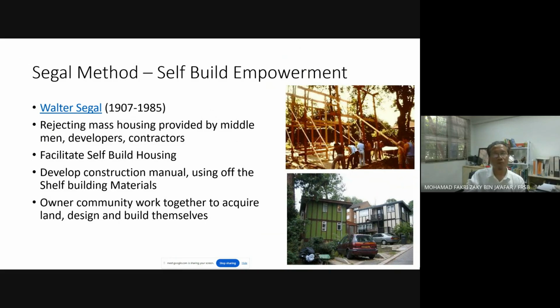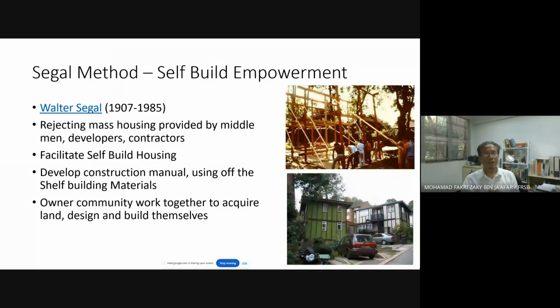An interesting response to industrial construction is proposed by this guy. His name is Walter Segal. Segal, his method is called Segal method. He focused on self-build. So the story goes, he happened to need to build a temporary house for himself and his family while his main house is under renovation. But he didn't want to build a temporary house that at the end you have to demolish and you cannot do anything about it. So he designed a system of construction where materials are used in their original form when they were bought from the hardware store.